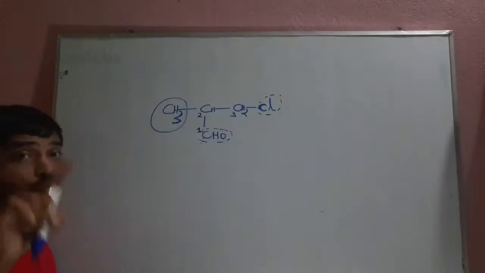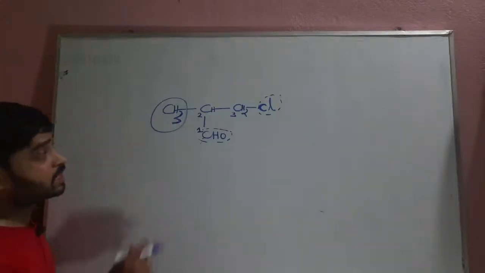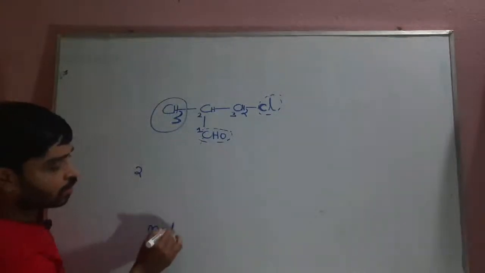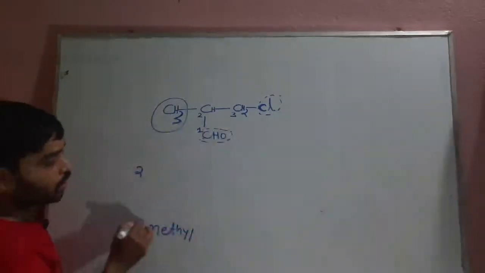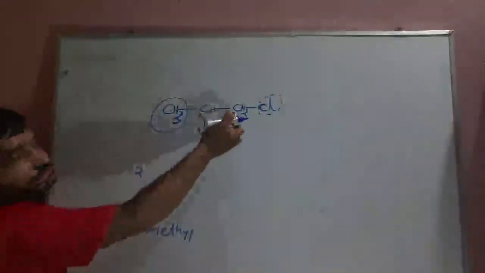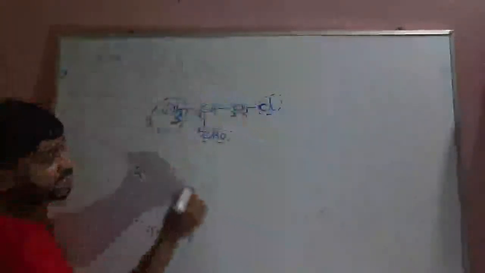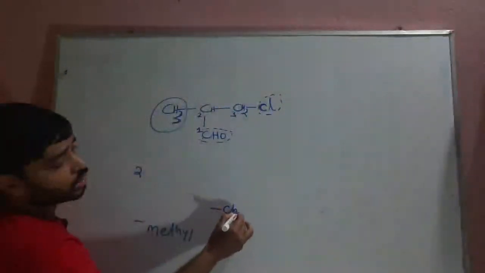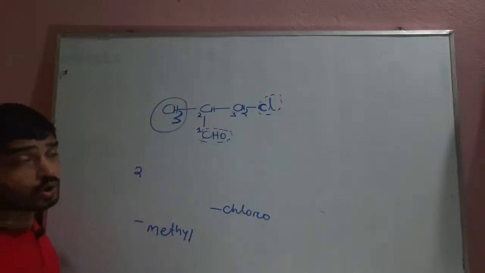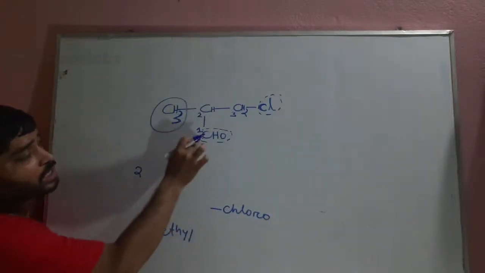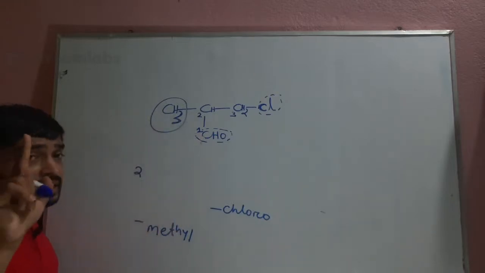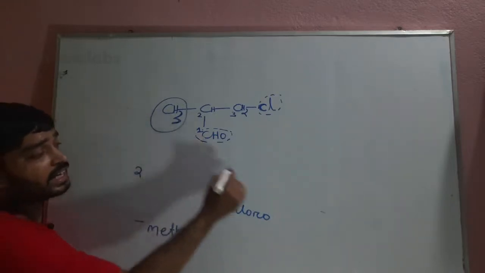The priority rule gets followed. That means here the methyl group is present, and here the other substituent group is chlorine. In this case, we use the prefix for the junior functional group, and chlorine has the prefix chloro. So the senior functional group occupies the name of the main chain.